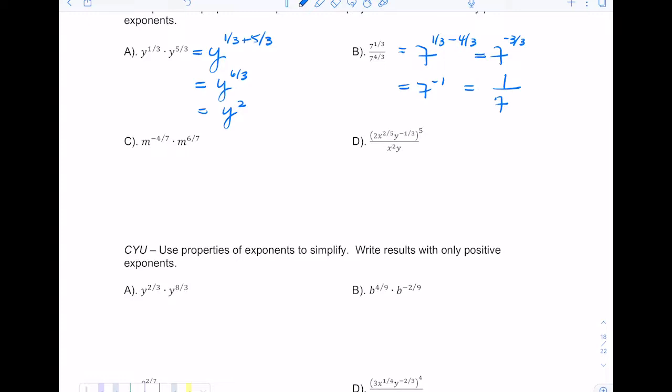Letter C utilizes the same rule we used for A, which is when you multiply like bases, you add the exponents. So here this would just be m to the -4/7 plus 6/7. And if I add -4 plus 6, I get -2. I'm sorry, +2. So this would be m to the 2/7.